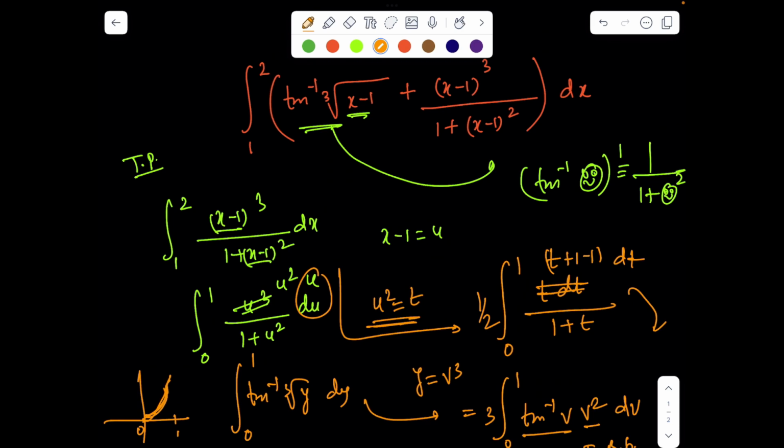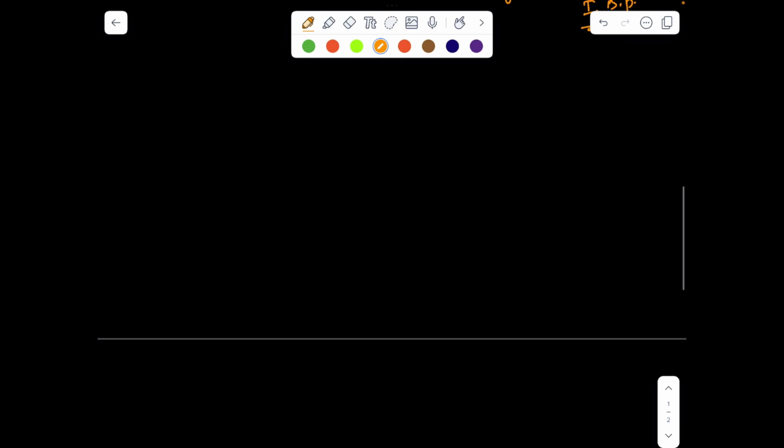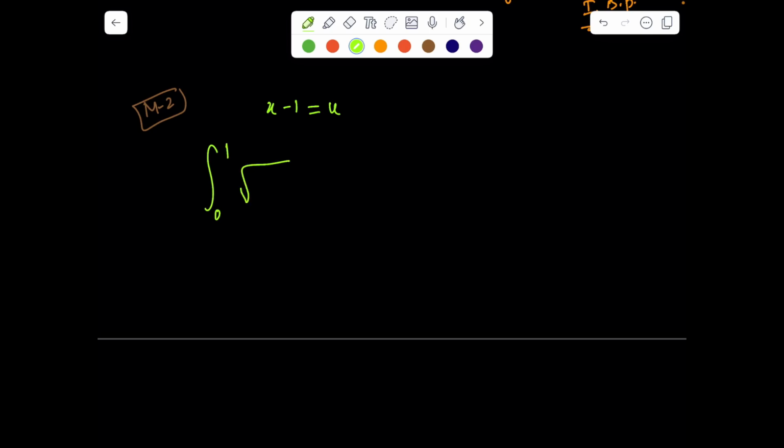So that is one motivation to come up with a solution of this, but I'm not going to do that. What I'm going to do is a newer way of looking at this problem. Let's say method 2, in which I literally do almost no calculation. The obvious presence of x minus 1 motivates me to make a substitution, and that converts the problem to the integral of tan inverse of cube root of u du plus the integral from 0 to 1 of u cube du by 1 plus u square.